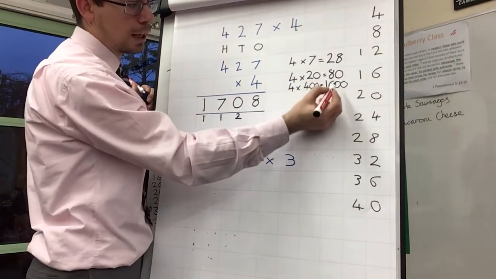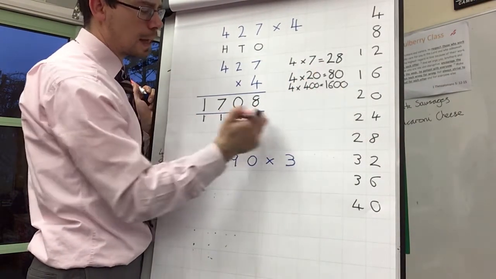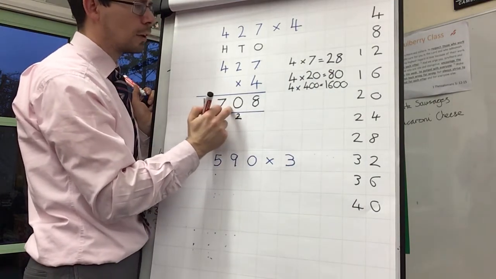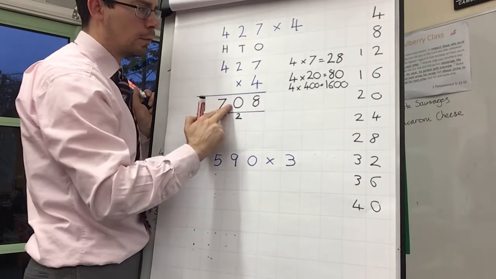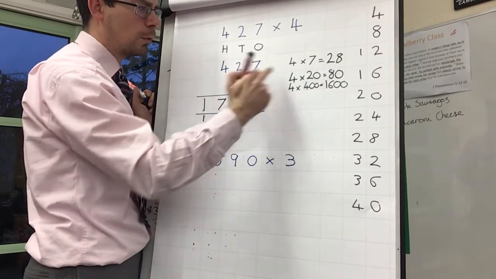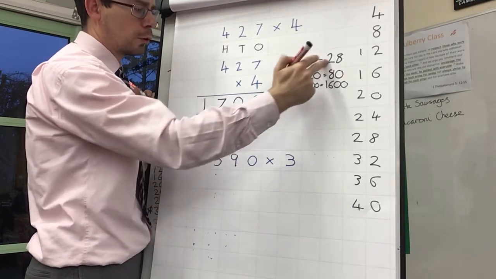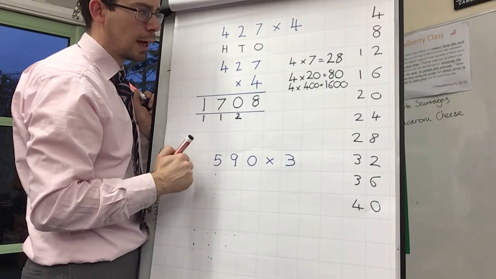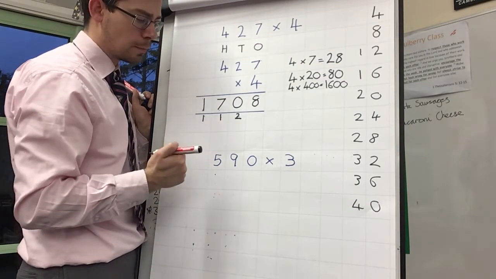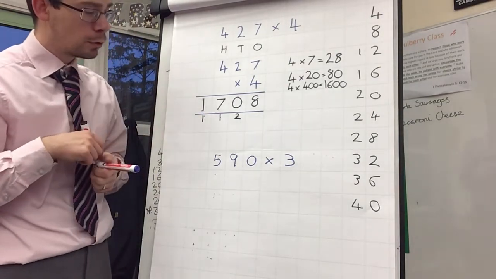I can also check it. If I add 1,600, add 80, add 28, I would get this number. That's a nice way of checking it out, because that's what's going on over here. I've times 7 by 4, 20 by 4, and 400 by 4. Got those answers, and this helps me add them all together as I go, which is why it's such a handy, short, quick method. Let's do this one in a more broken down way as well.